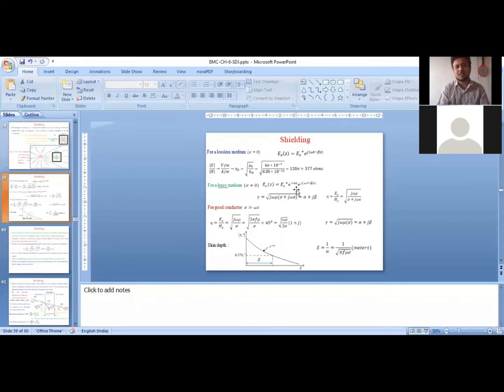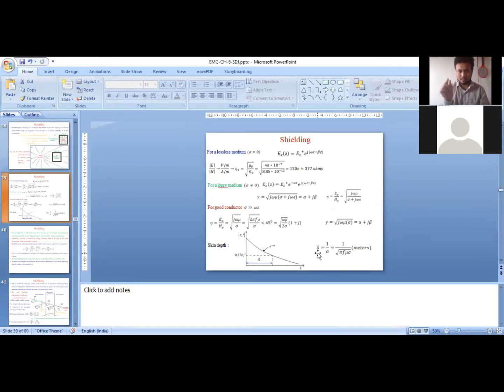So the amplitude of the electric field that is traveling inside a conducting medium becomes 0.37 Ex when z is 1 upon alpha. Z is nothing but your delta, and that is nothing but 1 upon alpha. That is nothing but the skin depth. Why is it called skin depth? Because the depth traveled by the wave inside a conductor is very small.